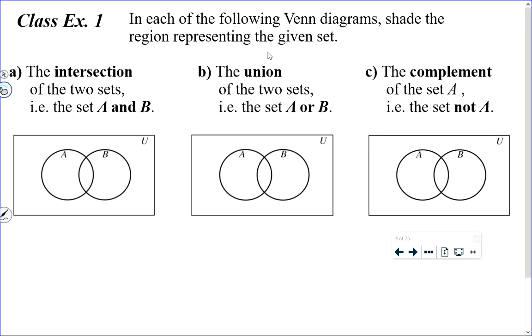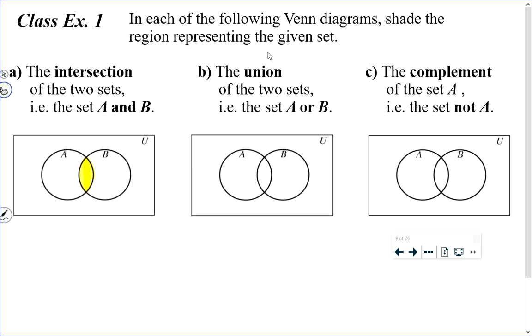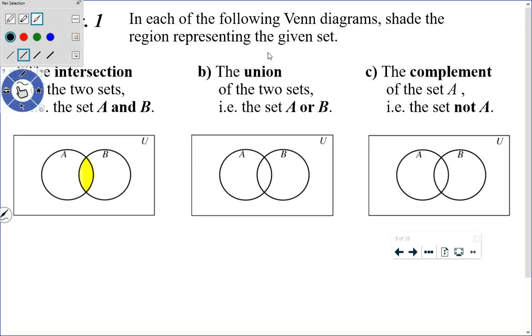So the intersection of two sets I've already talked about. I think it was easier for me to talk about in terms of that example. This is the intersection. Just want to clean that up a little bit. This is the intersection of sets A and B. Anything in this part of the Venn diagram is in set A and in set B. And I would like you to add in your notes that this is A intersect B, or A and B.